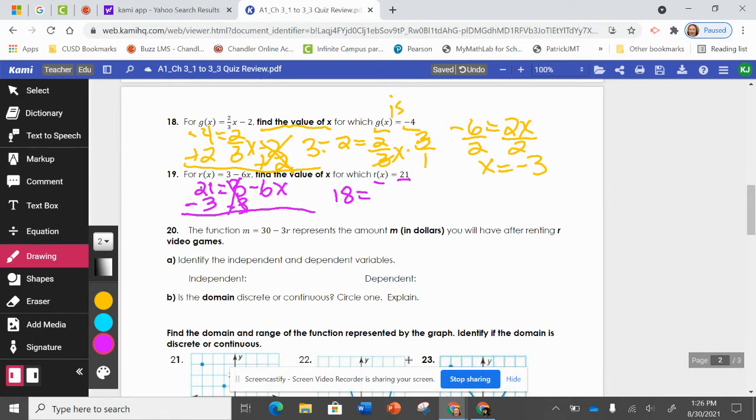Please don't forget that negative in front of the 6x. This is negative 6 times x. So the opposite of multiplying is dividing by negative 6. 18 divided by negative 6 is negative 3. Negative 6 over negative 6 simplifies to positive 1. And so we have x is equal to negative 3.